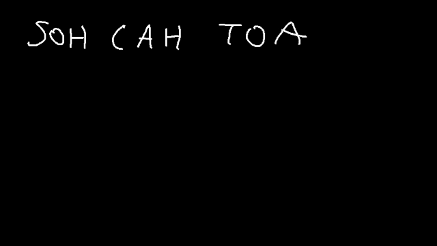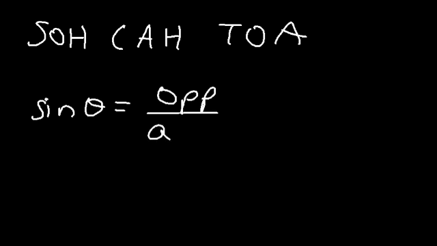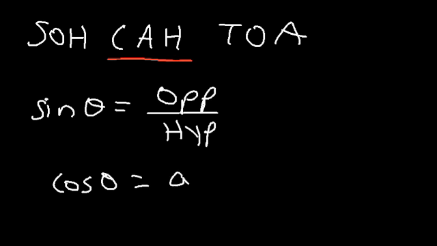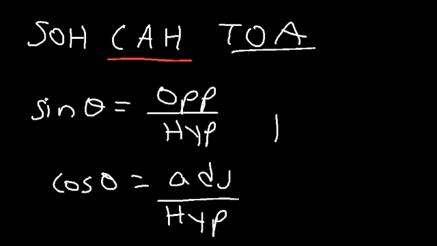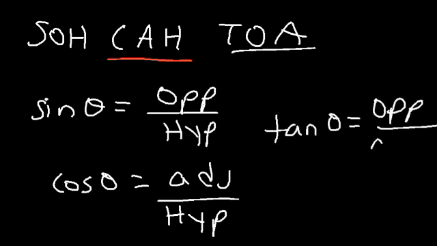So make sure you're familiar with this expression, SOHCAHTOA. What it means is that sine of the angle is equal to the opposite side relative to the angle divided by the hypotenuse. The CAH part means that cosine theta is equal to the adjacent side divided by the hypotenuse. And tangent theta is the ratio between the opposite side and the adjacent side.